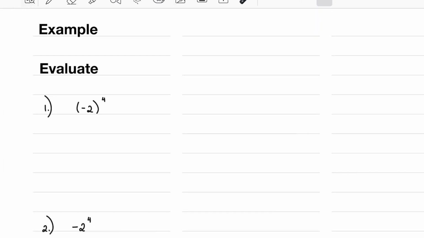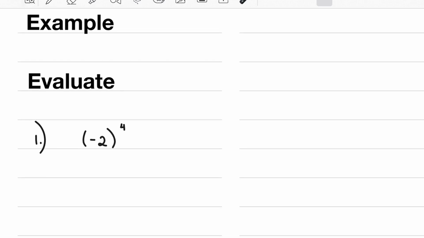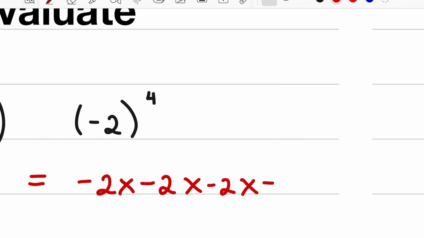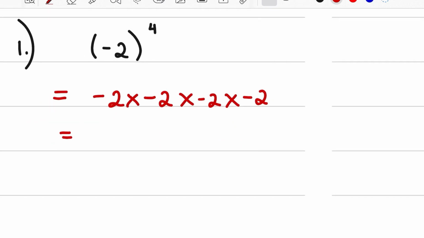So now let's look at some examples. Okay, so our first example is negative 2 raised to the power of 4. So again, I'm going to expand it just so you can see what it looks like. So this is negative 2 multiplied by itself 4 times. So minus 2 multiplied by minus 2, multiplied by minus 2, multiplied by minus 2. Right, and I'm going to do it step by step as well. So minus 2 by minus 2 is going to be positive 4. Bringing down my pair of minus 2's.